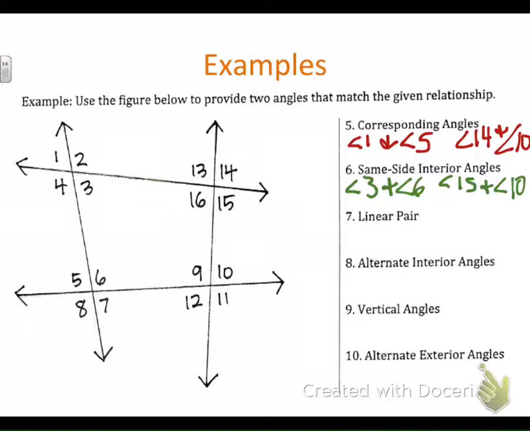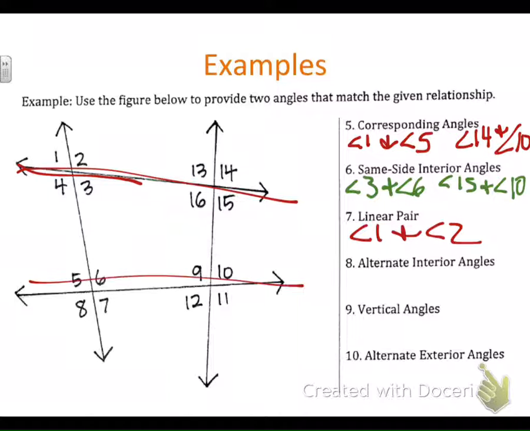Alright, a linear pair, that makes a line. So that could be kind of any of these. Let's do, what about just angle 1 and angle 2? Alright, alternate interior. So, they're on opposite sides of the transversal, but on the inside of the two lines. So let's go with 16 and 10.